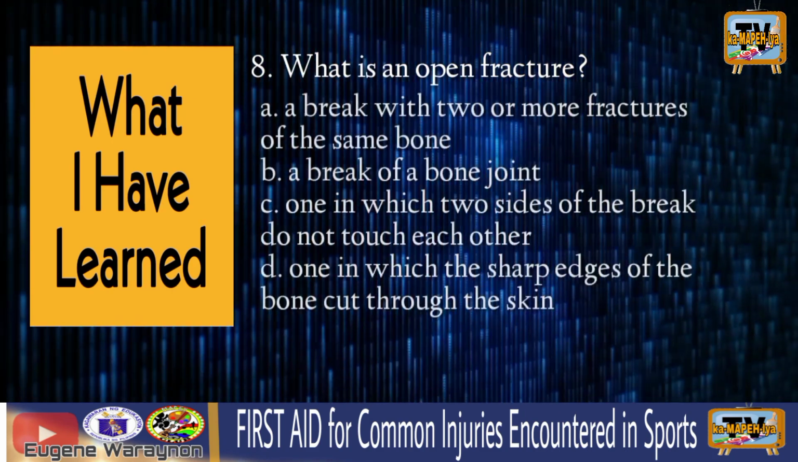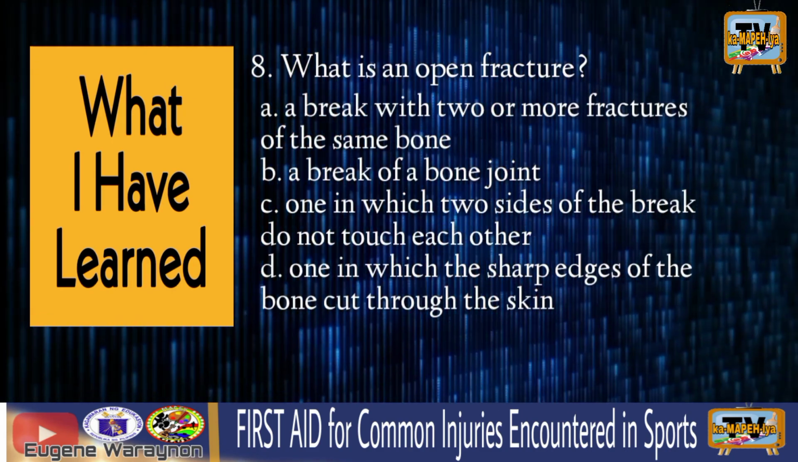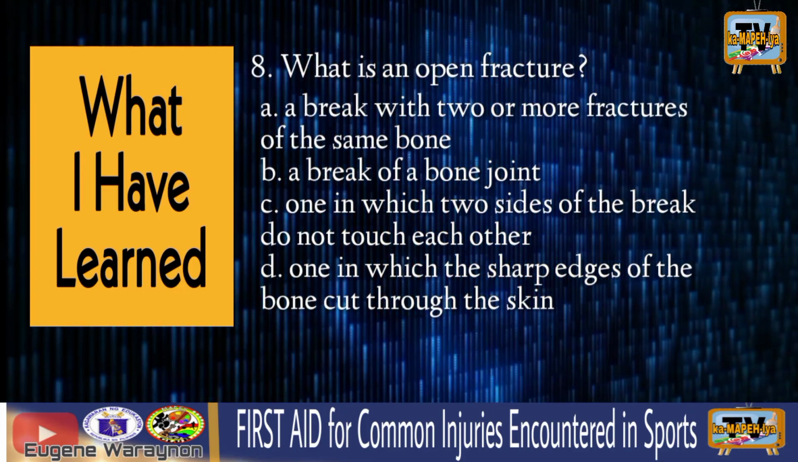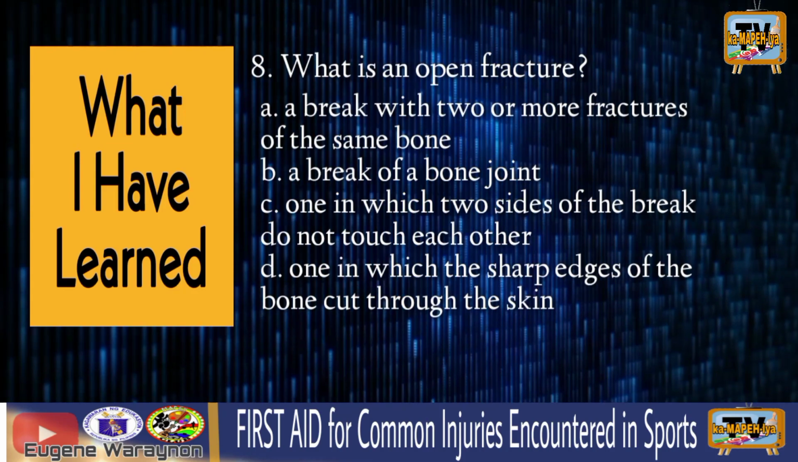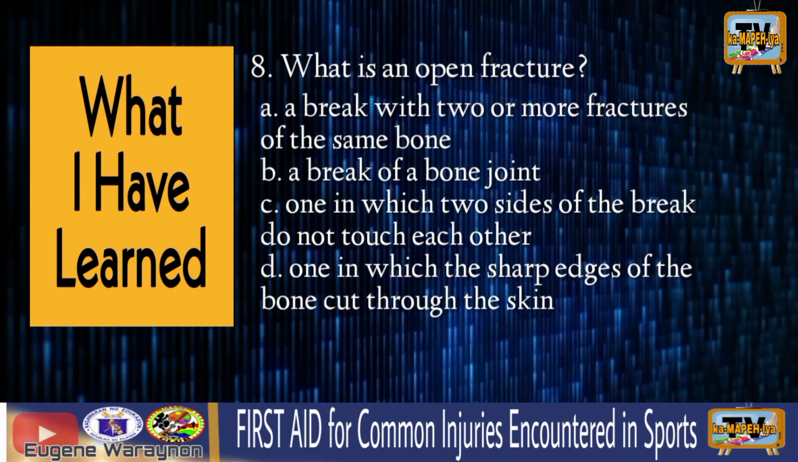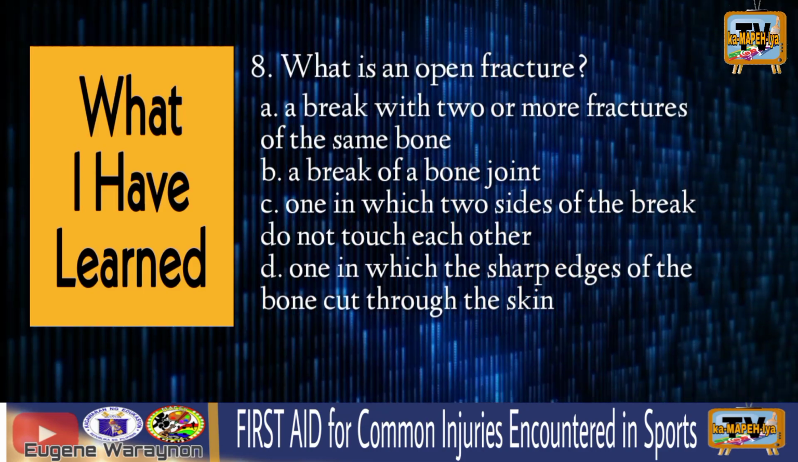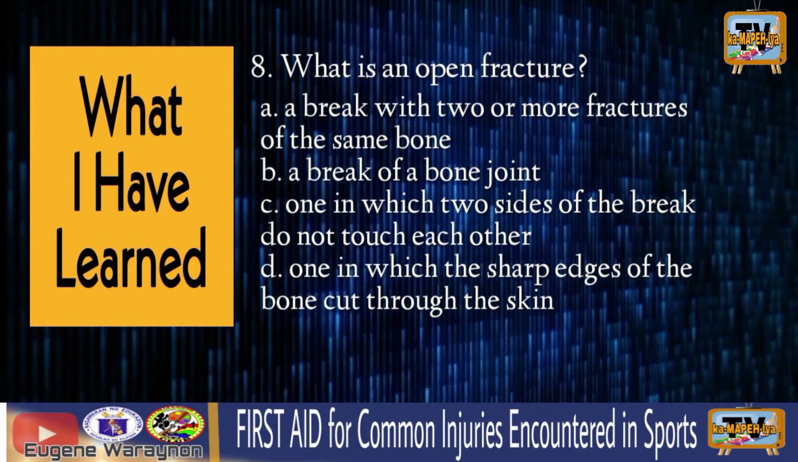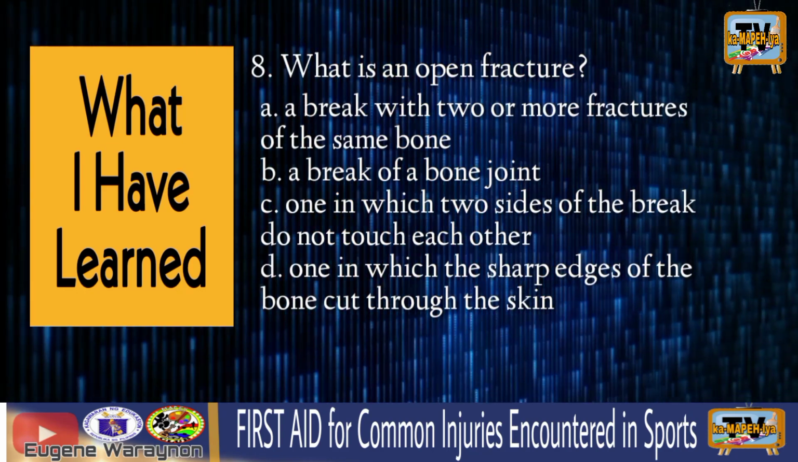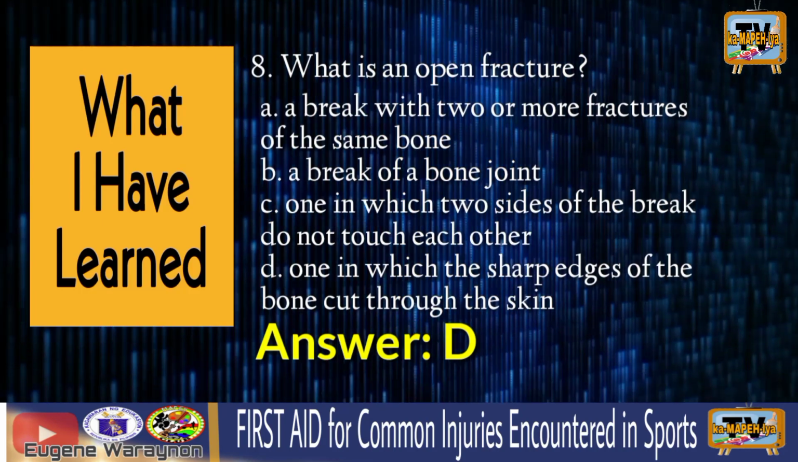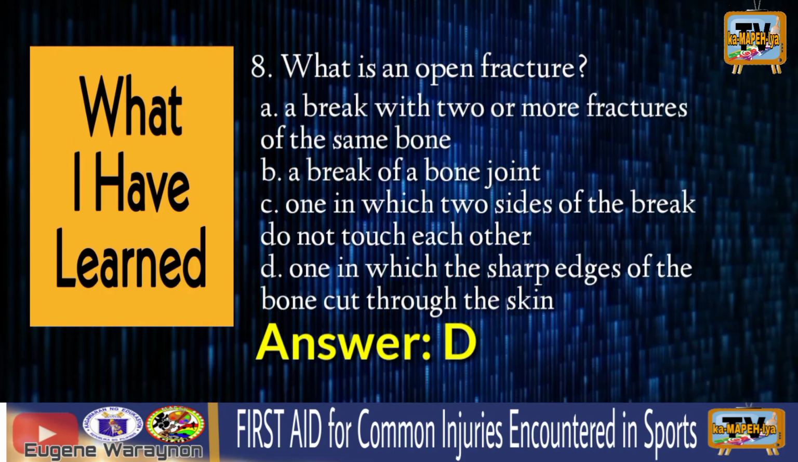Number 8. What is an open fracture? A. It is a break with 2 or more fractures of the same bone. B. It is a break of a bone joint. C. One in which the 2 sides of the break do not touch each other. D. One in which the sharp edges of the bone cut through the skin. The correct answer is letter D, one in which the sharp edges of the bone cut through the skin.